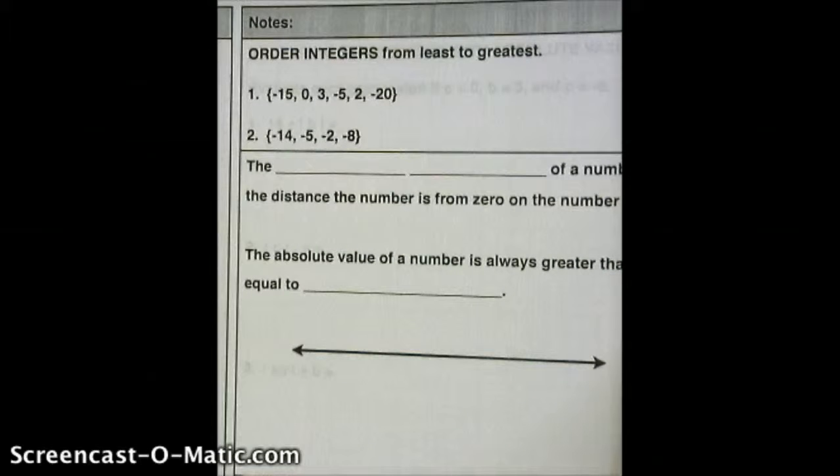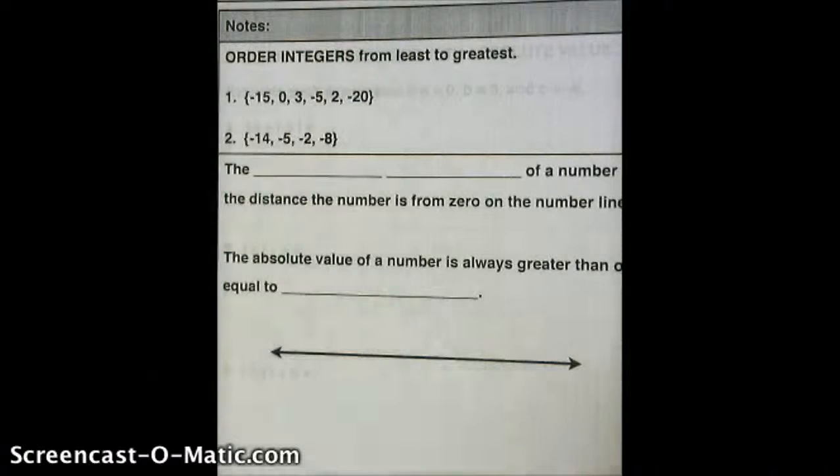And we're going to order integers from least to greatest. So if you need a number line to do this, you can make yourself a number line on another sheet of paper and then come back to the video. Just keep in mind that the further to the left on the number line, the smaller the number.